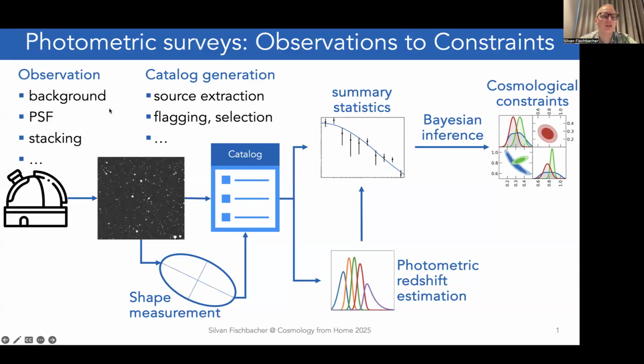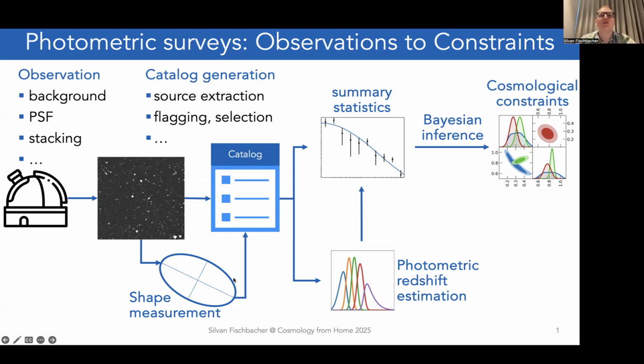So we start with an observation, and this consists typically of many single exposures. They have background noise, they have a PSF, and we stack these individual exposures together and then get the astronomical image that we are using for our analysis. From this image, we want to obtain a catalog, so we have to perform some kind of source extraction on this image, and we further have to do some quality cuts so that the sources that we actually have in this catalog are only the ones that we actually trust in the quality. So we have to perform some selections, have to remove stars, remove objects where we are not very confident in our photometry and so on.